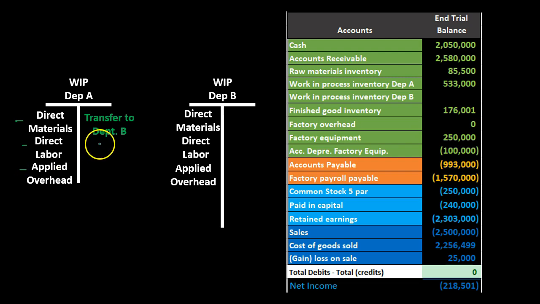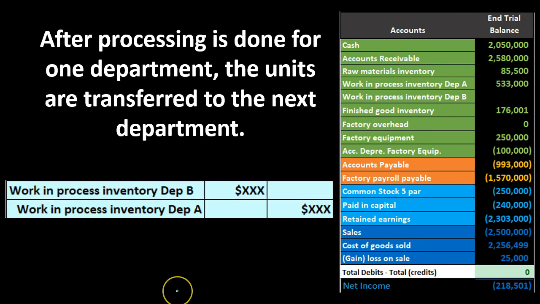We're going to transfer it now when it's completed from Department A. So the candy's made, it's not now in the wrapper, right? So now we're going to transfer it out of Department A and we're going to put it into Department B. So we're going to credit Department A to decrease it because it's an asset account. We're going to debit Department B because now we've transferred the actual candy into Department B, which will then go into the wrapping department. Now we have work in process for Department B increasing with a debit and work in process for Department A decreasing with a credit.